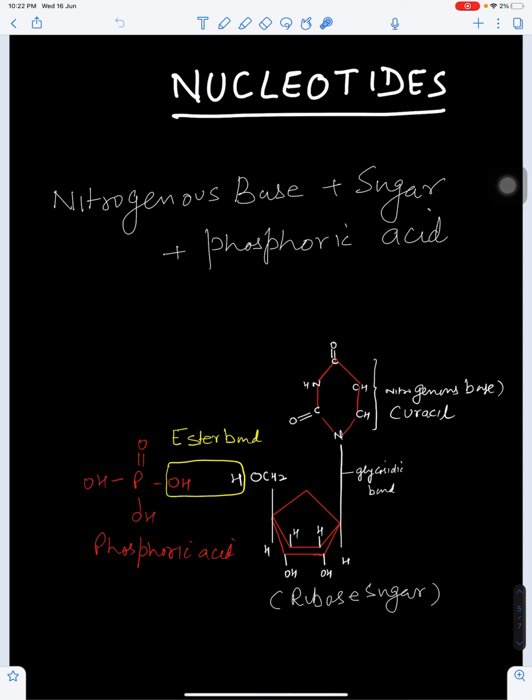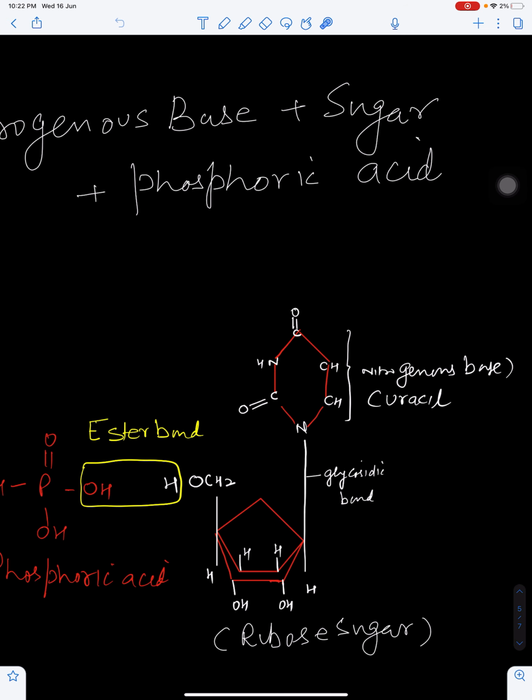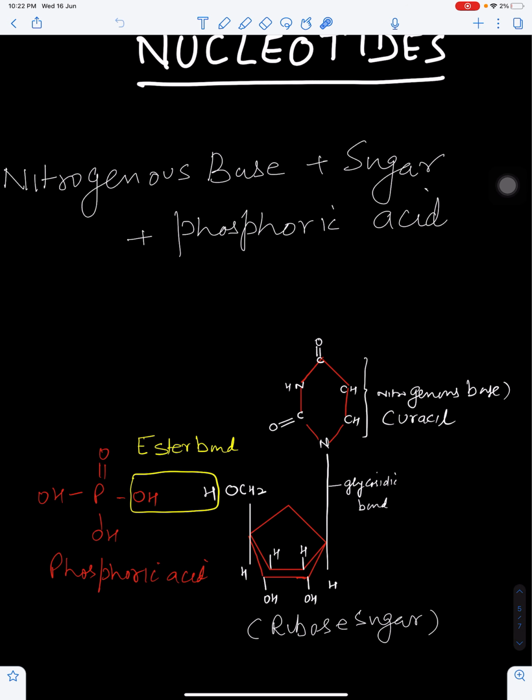Now, what are nucleotide and what is the difference between nucleosides and nucleotide? In nucleoside, we have only two things, nitrogenous base and sugar. But if phosphoric acid also combines with nitrogenous base plus sugar, then this becomes nucleotide. We can see here, this is the nitrogenous base. It can be any of the nitrogenous base. And this is the sugar ribose. It can be deoxyribose sugar also.